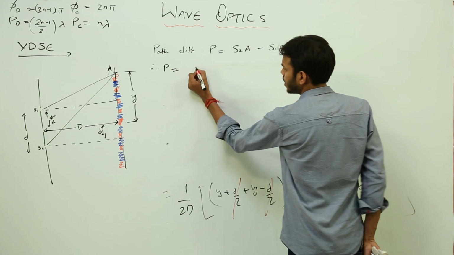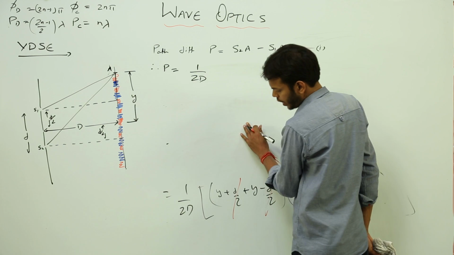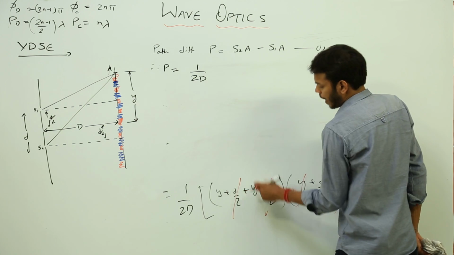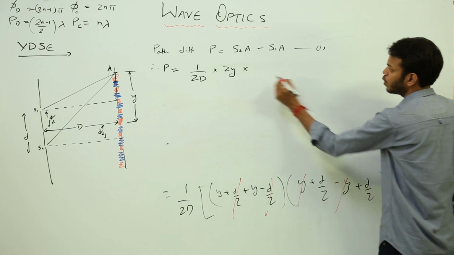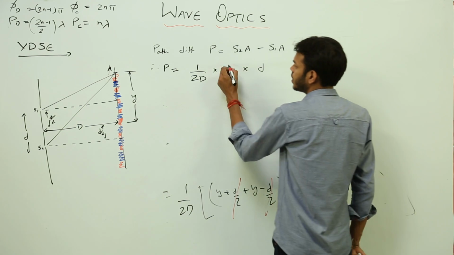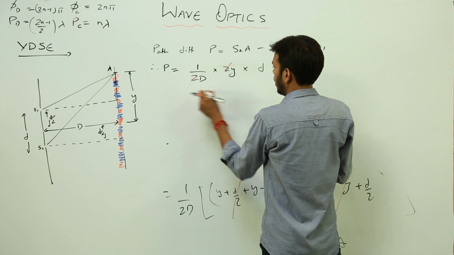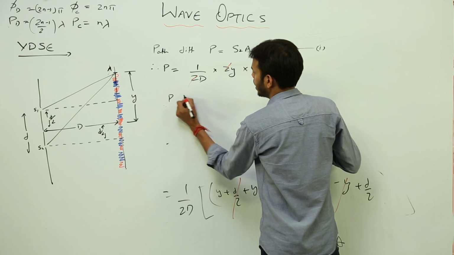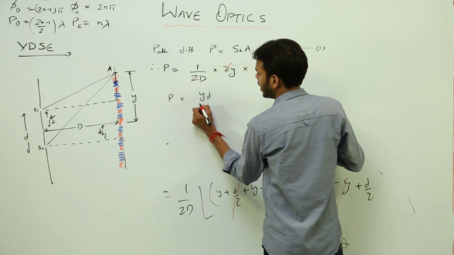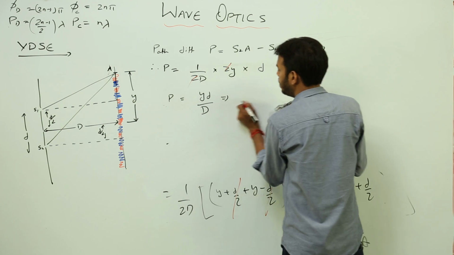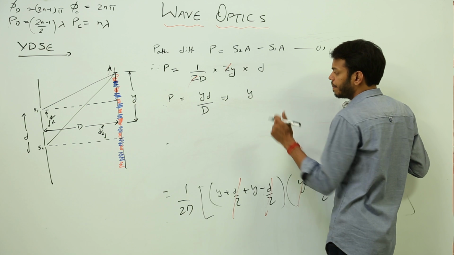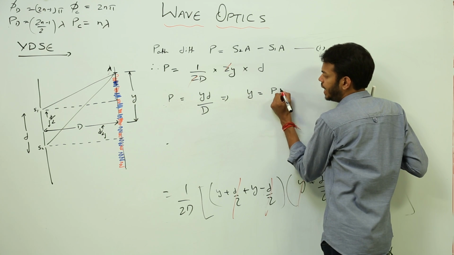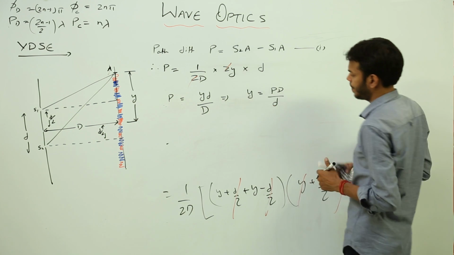Path difference is 1 upon 2d multiplied by y plus y, 2y multiplied by d by 2 plus d by 2, which is small d. Alright. So path difference is y small d upon capital D. This clearly implies that the distance we were looking for in terms of p is p capital D by small d.